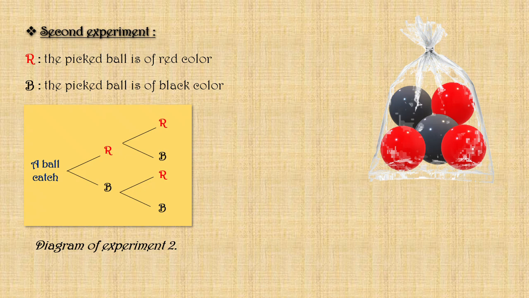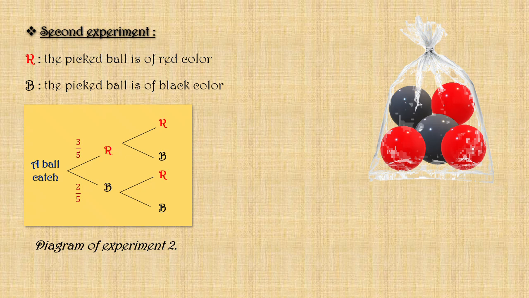Now, as 3 of the 5 balls in our bag are of red color, the probability of the event R to happen for our first catch of a ball equals 3/5. As for the probability of the event B to happen, it equals 2/5, as 2 of the 5 balls are of black color.